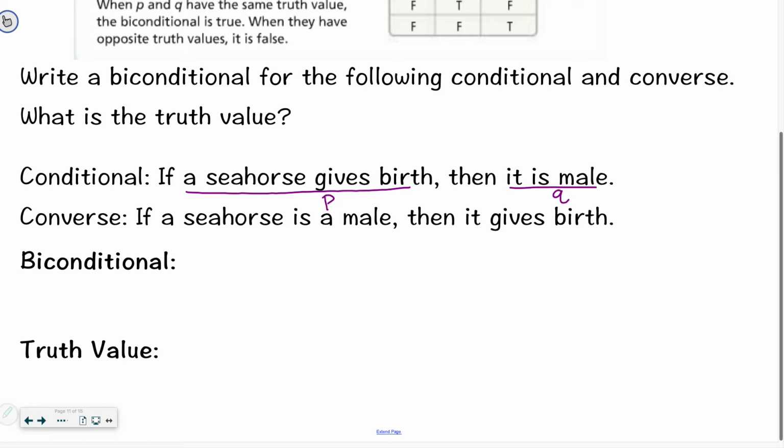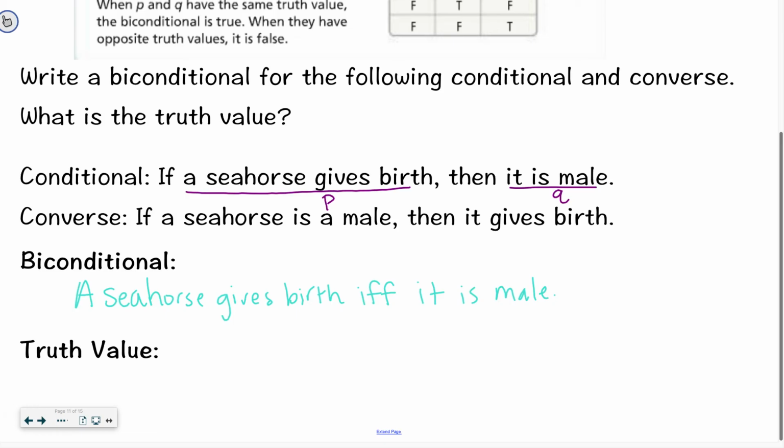So my biconditional is going to be: a seahorse gives birth if and only if it is male. That is all I have to write for my biconditional.